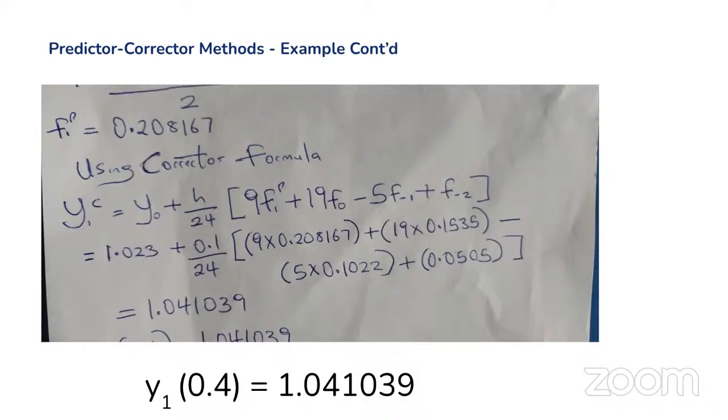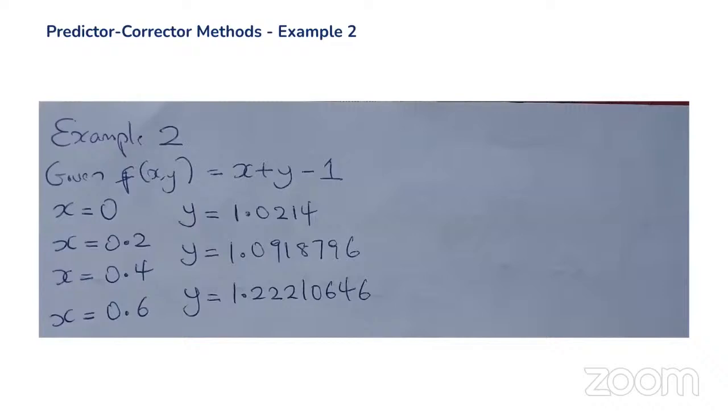So after solving, we're going to get 1.041039. So you can now see that at the point x1 equals 0.4, our y1 is 1.041039. All this is still just our approximate solution, but what this method is doing is moving us closer to the exact solution. So that's it. There's another example also. Miriam, please can you go to the next slide?